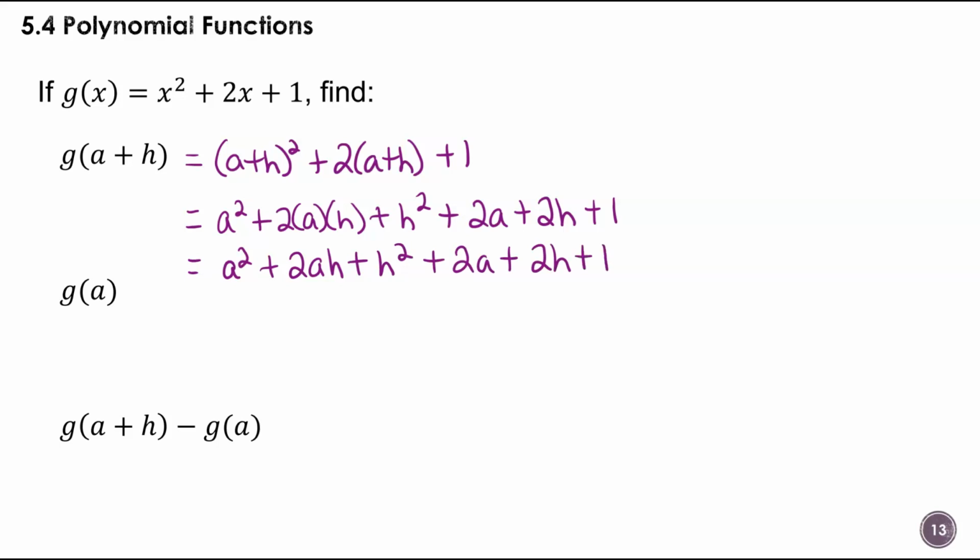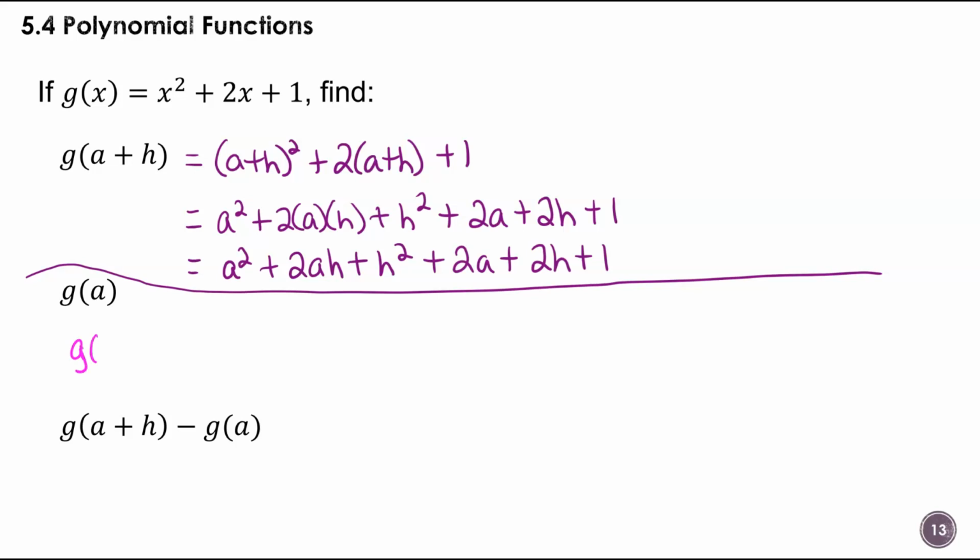I know this can sometimes be a bit confusing, so you definitely want to practice this concept. And it's kind of messy, really. Okay, g of a. That was not so bad, right? G of a would simply be a squared plus 2a plus 1.